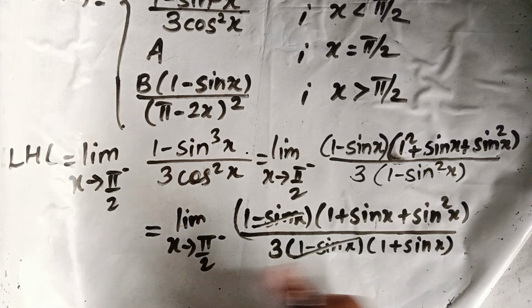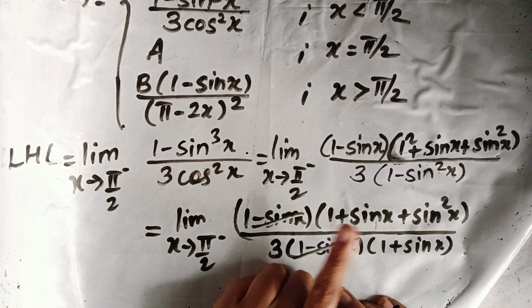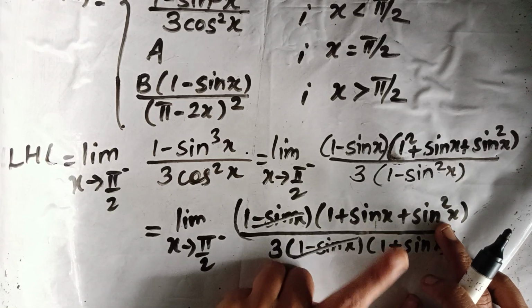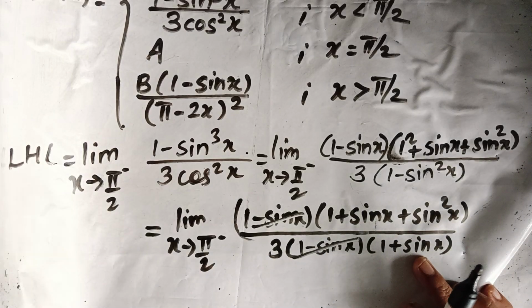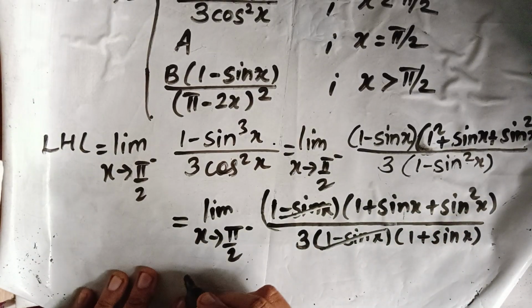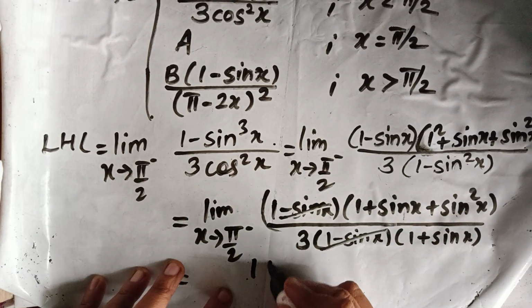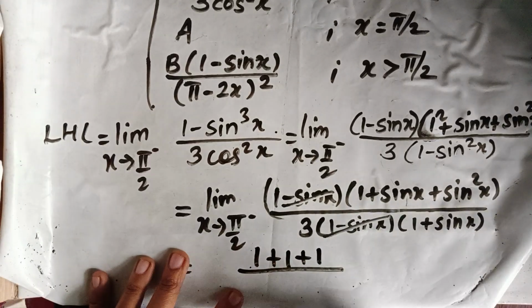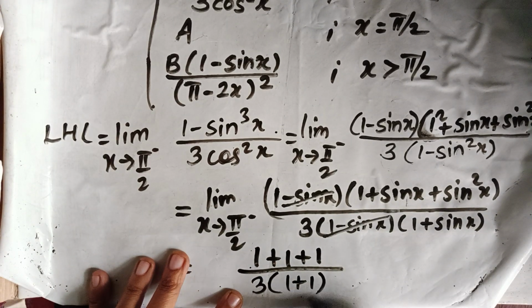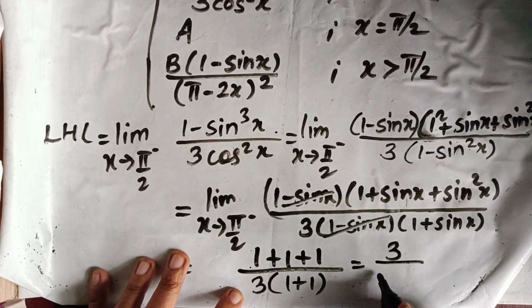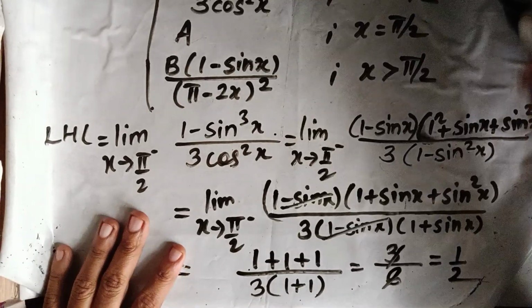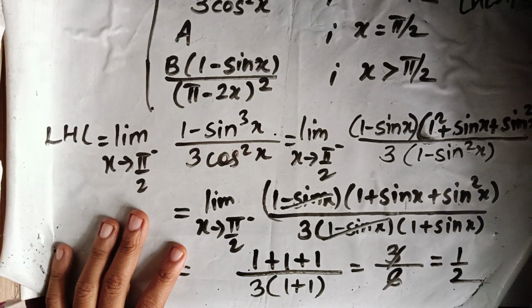Now if you put pi by 2 here, what will be the answer? 1 plus sine of pi by 2. Sine 90 is 1. Again here also 1. Here also 1. So we can directly put pi by 2 here. So we will get (1 plus 1 plus 1 square, which is 1) upon 3 into (1 plus 1). So this is 3 upon 3 into 2, that is 6, 1 by 2. So LHL we are getting 1 by 2.